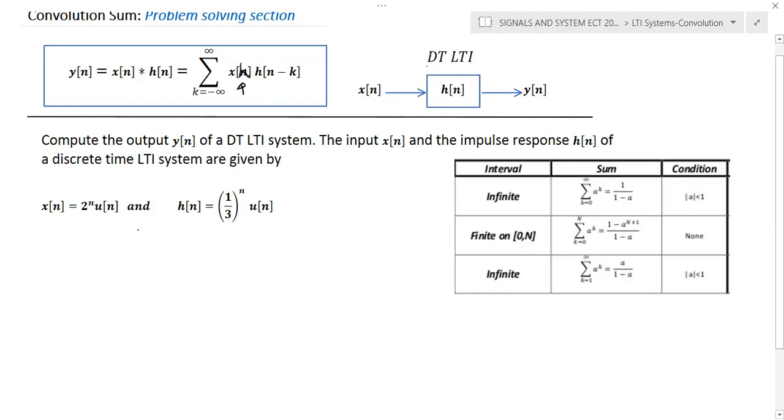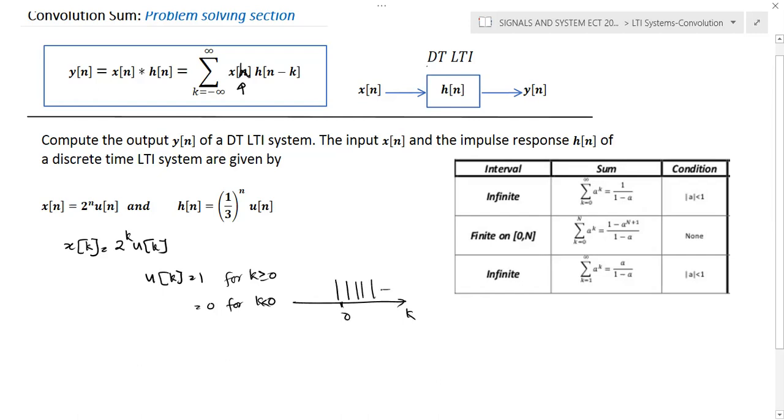In order to evaluate the formula, we require x of k, but it is given as x of n. So you can write 2 raised to k into u of k. We can write the definition of u of k: u of k is equal to 1 for k greater than or equal to 0 and 0 for k less than 0. So you will get a particular graph, where the magnitude is 1 for k greater than 0 and 0 for negative values. That is u of k.